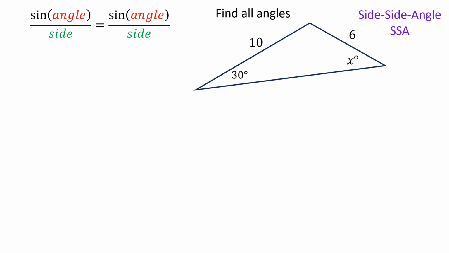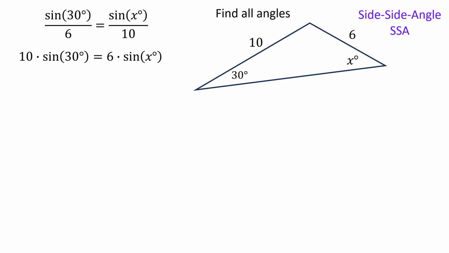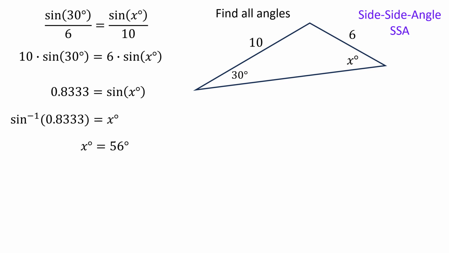Start with this one. Set up the law of sines. Remember, have your angles and your sides oppose each other. Cross multiply, and now isolate sine. I'll divide by 6 to do that. The thing on the left is something our calculator can do. And now to isolate the x, we'll use inverse sine, which our calculator can also do.